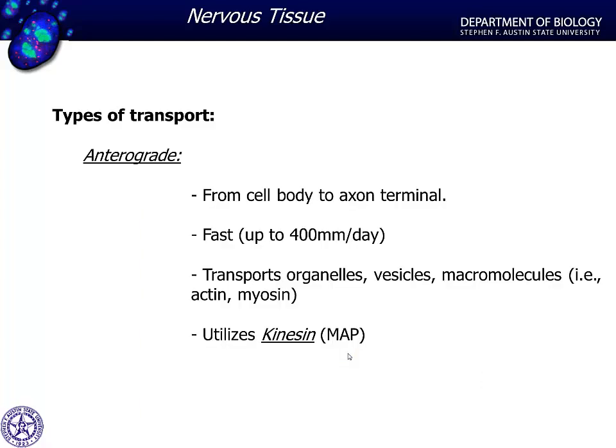So first, we have anterograde transport. And anterograde transport is from the cell body to the axon terminal. And this is going to be fairly fast. You might have 400 millimeters per day as far as the rate of transport that we see. So we're going to be moving organelles, vesicles, macromolecules such as actin and myosin. And we are going to use kinesin, the microtubule-associated protein that's moving toward the axon terminal on our microtubular system.